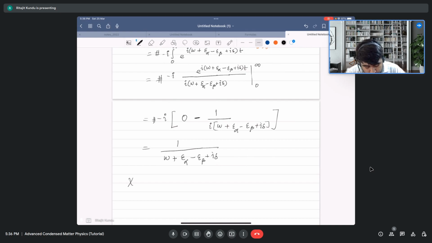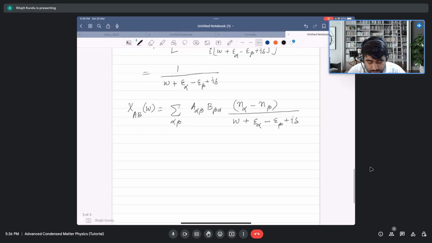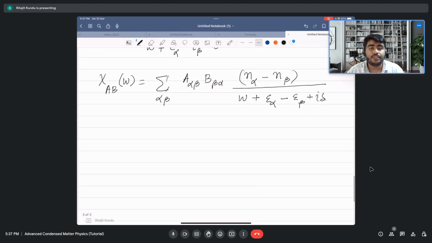So let's put everything together to write chi AB as a function of omega. This is a summation over alpha beta, with the matrix elements of the A and B operators, A alpha beta, B beta alpha. On the numerator you have n alpha minus n beta, and in the denominator we have omega plus epsilon alpha minus epsilon beta plus i delta. Okay, so this is the full result. This gives us the full response for a non-interacting system, which is what we are interested in for now, at least. And it has interesting properties.